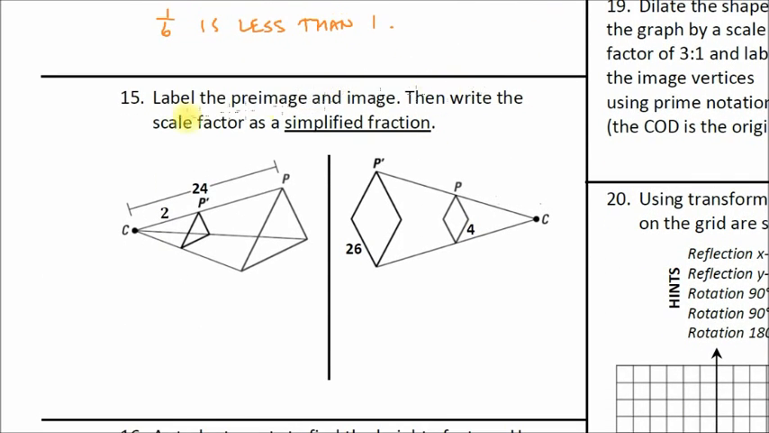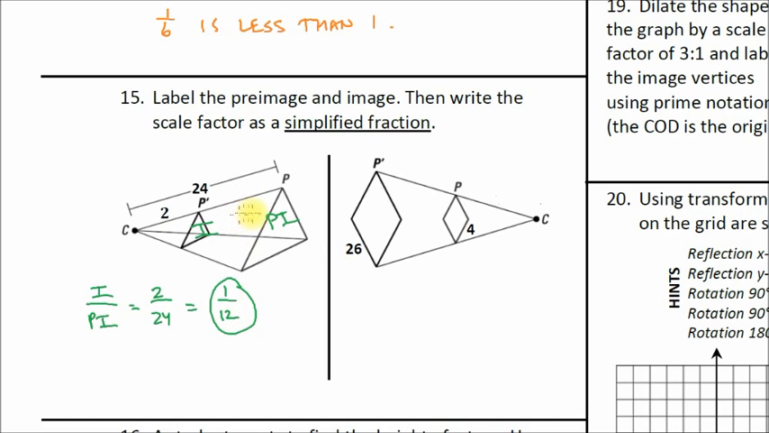Label the preimage and image, then write the scale factor as a simplified fraction. That means don't change it to a decimal. First diagram, okay, our preimage is always the shape that doesn't have the prime notation on it. That means there's our copy or our image. Remember, scale factor is always image over preimage. Our distance to our image is 2. Our distance to our preimage is 24, and we can reduce that to 1 over 12, and there is our final scale factor as a simplified fraction.